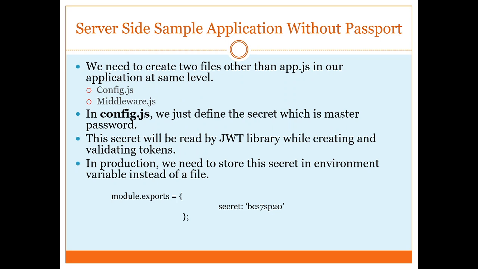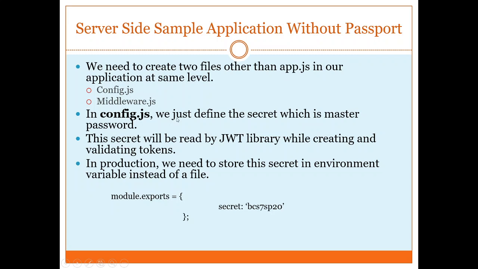To implement a server-side application, now we are seeing it without any passport. We are just implementing tokens. We are not using passport. We will use it also, but at the moment, in the first example, we will not use it. We need to create two files other than app.js in our application at the same level. Like we have created the application, we have created app.js as our standard application. Now we will create two more files at the same level as app.js: config.js and middleware.js.